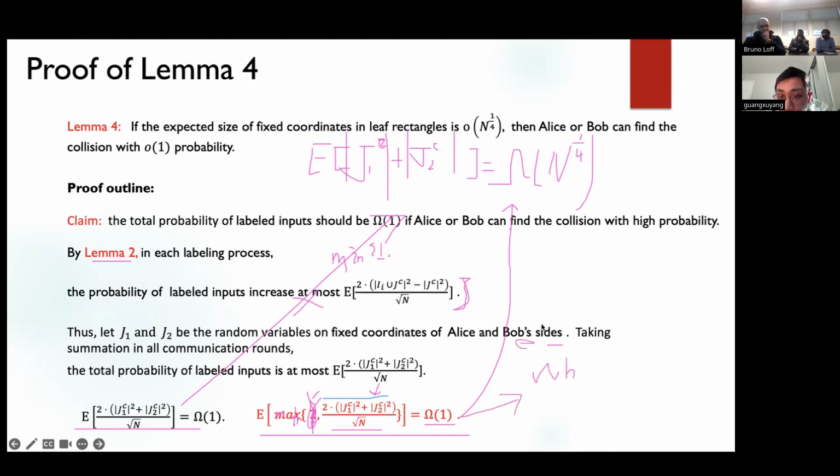Either with high probability it is 1, or with high probability it is the other value. Right, I see. So you have high probability with this kind of value, and it must be in this case. Yeah, good. Okay, good. Got it.